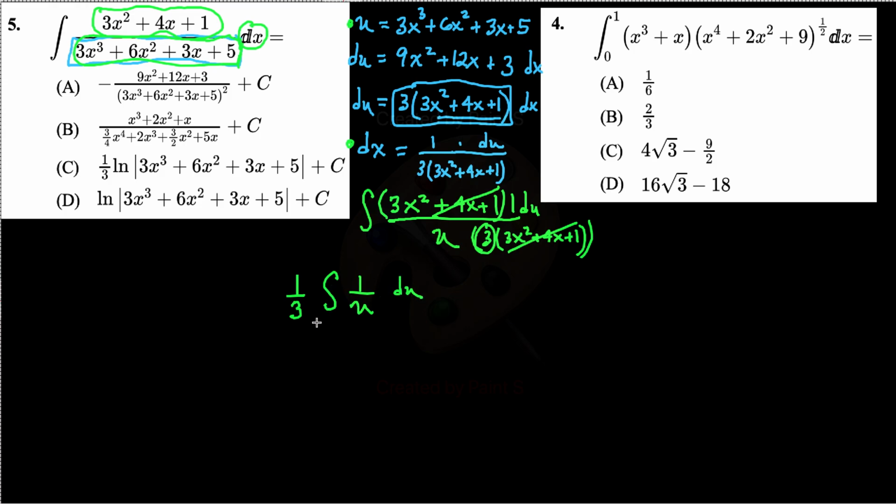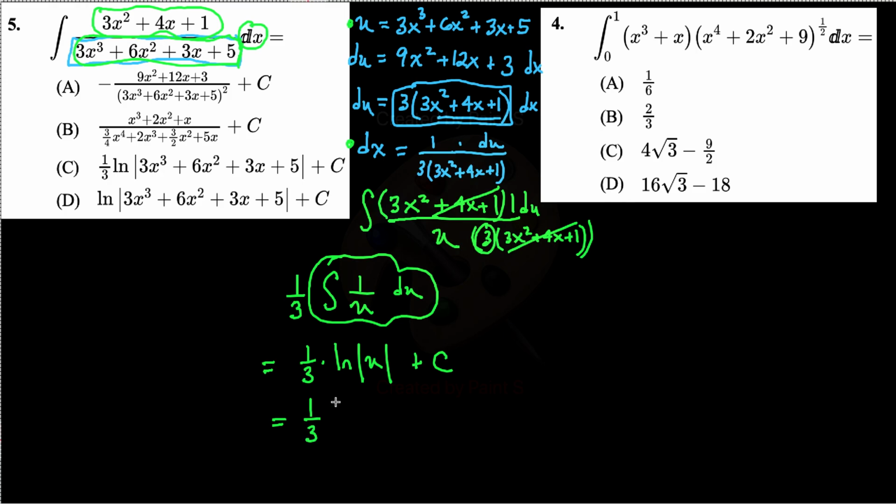Now I just need to know what the antiderivative of 1 over u is, which we should know is ln absolute value of u, plus c, some constant c. I've taken the antiderivative of 1 over u, I got ln u, and I multiply by a third. Then I go back for what u is after I've taken the antiderivative. So it's ln of u; instead of writing u, I write 3x cubed plus 6x squared plus 3x plus 5, all that absolute value, plus c. And my choice then is choice C. Is that correct? Yes, it's ln absolute value of 3x cubed plus 6x squared plus 3x plus 5, plus c, and it's 1/3 in the front. So for this one, I get C.